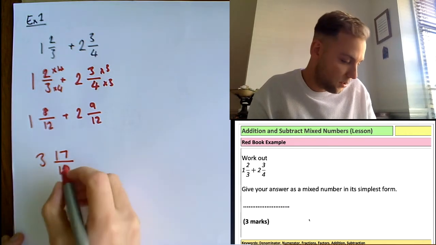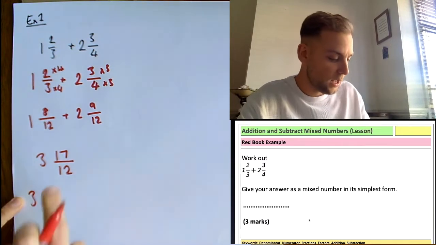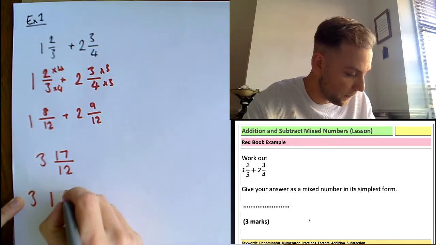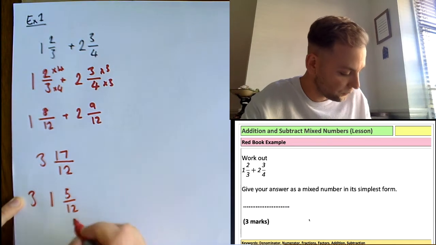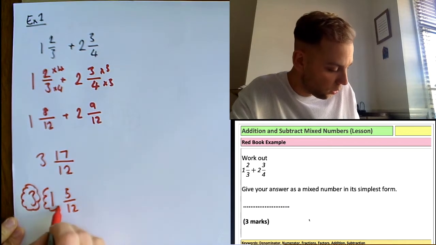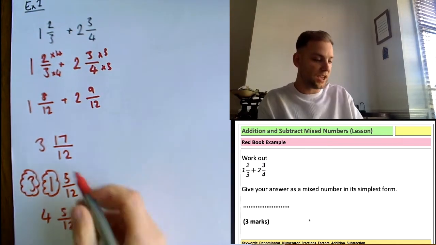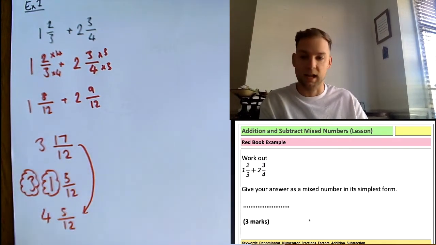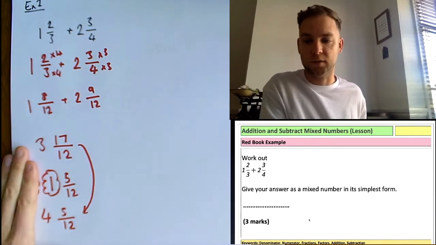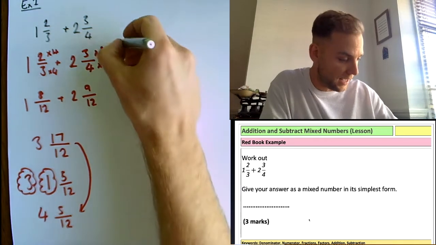So instead of 3 here, let's label it first. I've got 3 wholes. 12 into 17 is 1 whole. And what's left over there? Well, it's going to be 5 over 12. But this is 3 wholes and this is 1 whole, which is 4 wholes and 5 over 12. I'd probably suggest doing this in one step, just going from here to here. But I wanted to show you that this 17 over 12 is 1 and 5 over 12, and then I've got the 3, which is 4. So 4 wholes and 5 over 12. So that was my first technique.